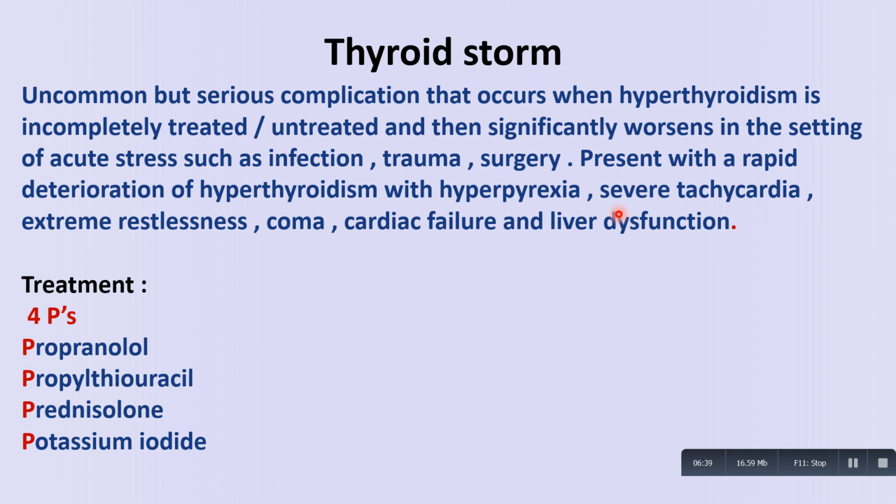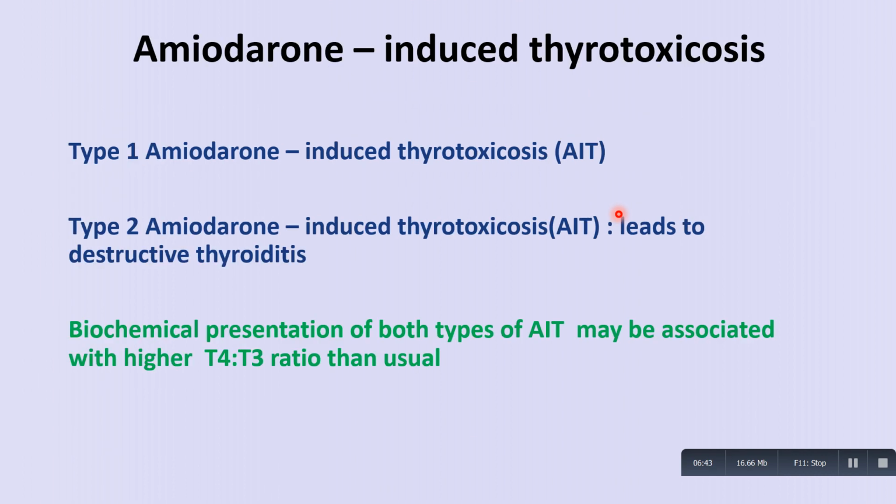Amiodarone induced thyrotoxicosis عندنا نوعين. النوع الأول يكون البيشنت عنده previous or pre-existing thyroid disease like Graves' disease. في type 2 there is no previous thyroid disease. It is directly because of the iodine content of amiodarone.